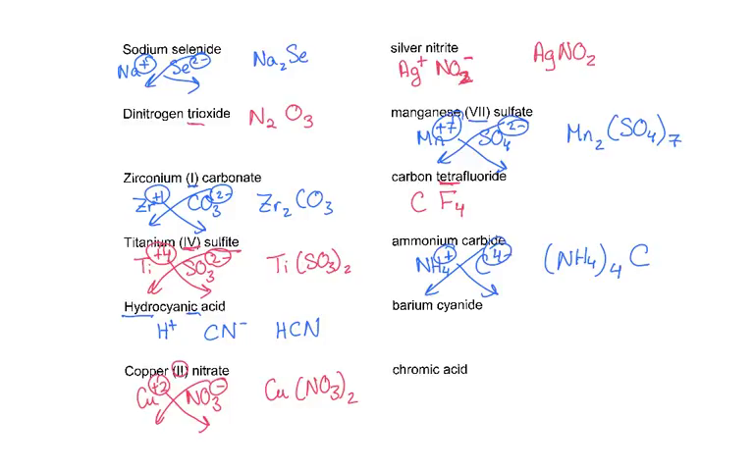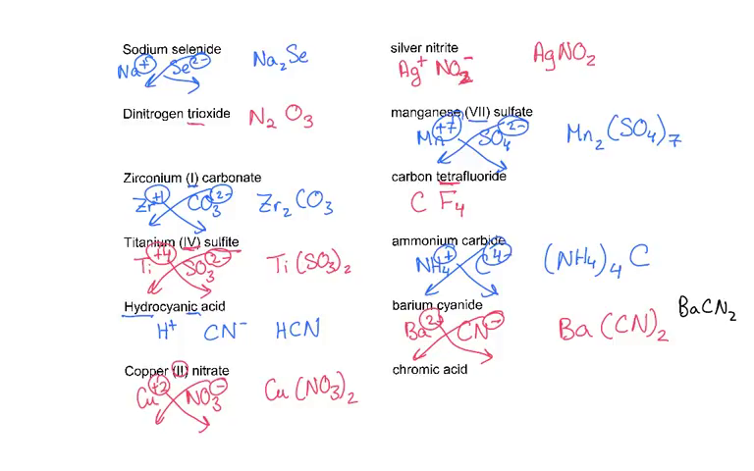Barium cyanide, ionic, so we need to balance out our charges. Barium is Ba2+. Cyanide is CN-. Switch and reduce, so Ba(CN) in parentheses 2. Make sure that you put these parentheses. If you write it as BaCN2, that means that you're doubling your nitrogen, not doubling your whole CN or cyanide. So watch out.